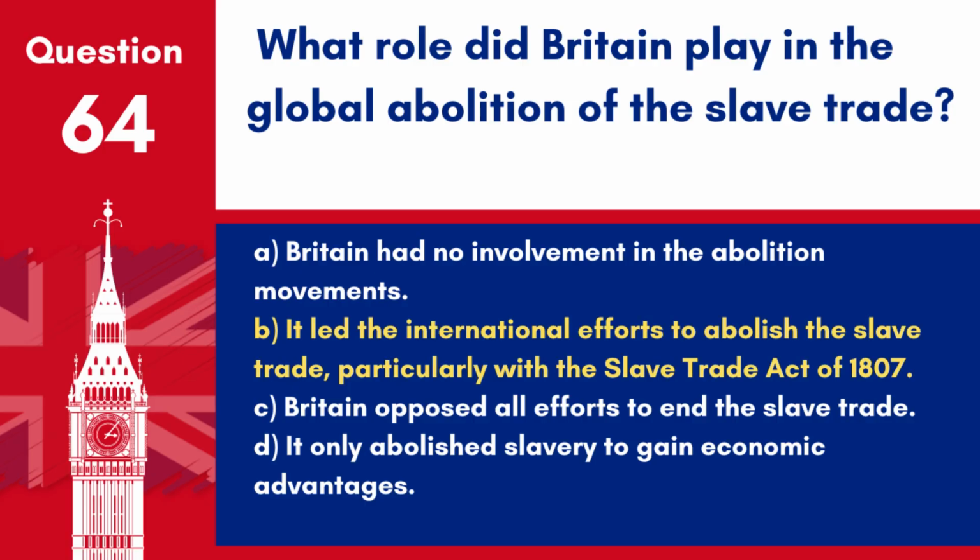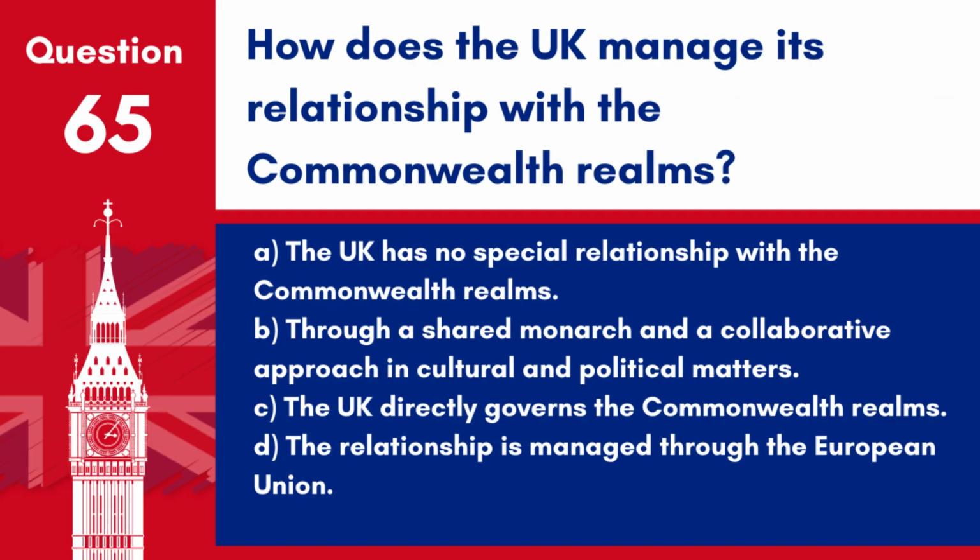Answer: B. It led the international efforts to abolish the slave trade, particularly with the Slave Trade Act of 1807. Britain played a pioneering role in the abolition of the slave trade, influencing other nations and enforcing anti-slavery measures through its navy. Question 65. How does the UK manage its relationship with the Commonwealth realms?